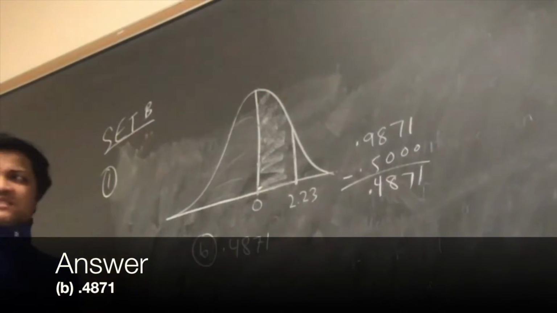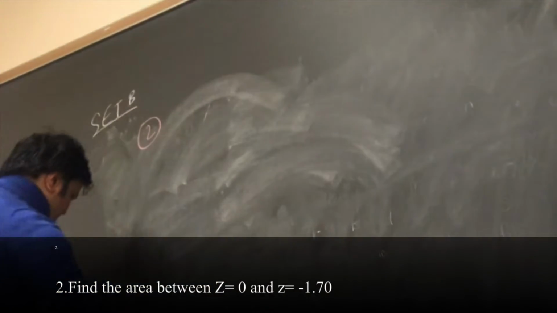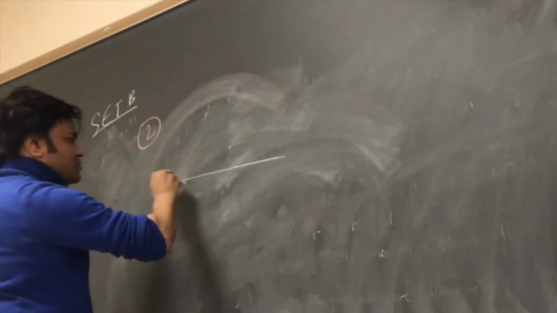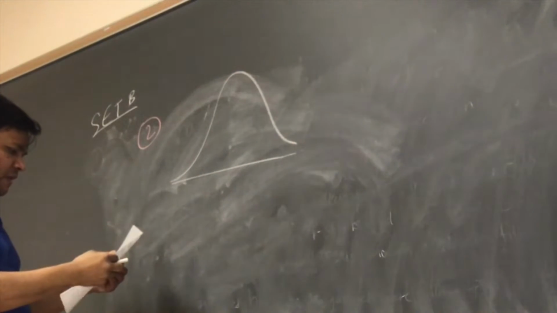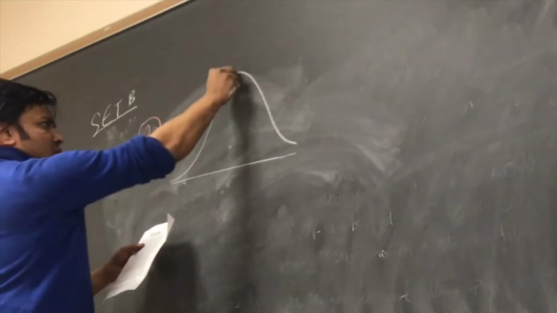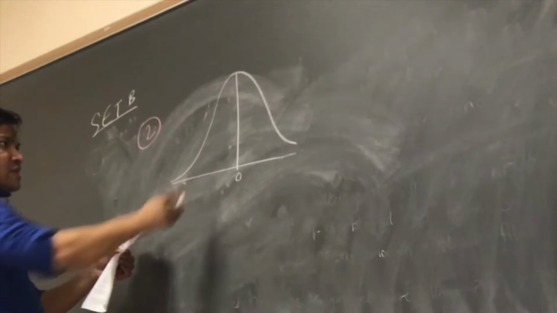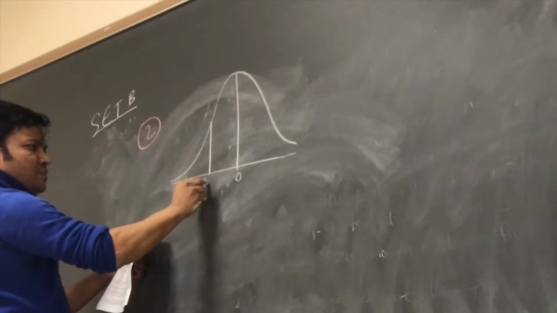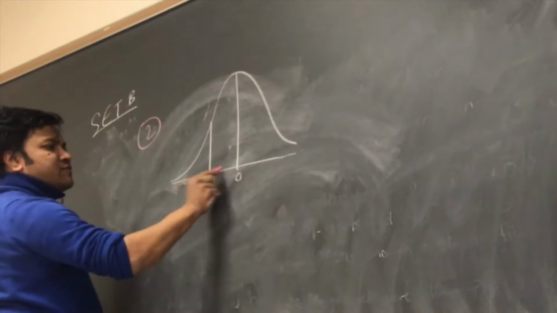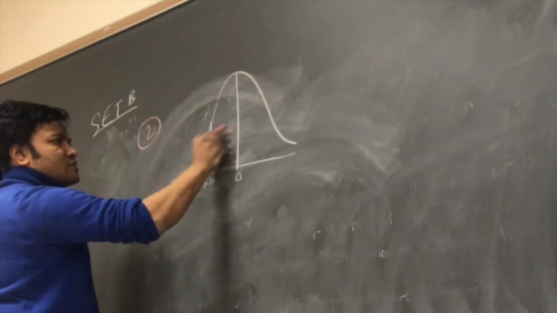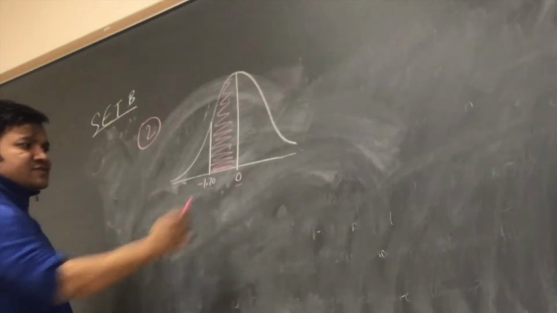So this is very simple. Z equals 0 and z equals minus 1.70. Okay, please draw a normal distribution. We're going to write 0, and this time we're going to write minus 1.70. What we try to do is find the area between this and this.